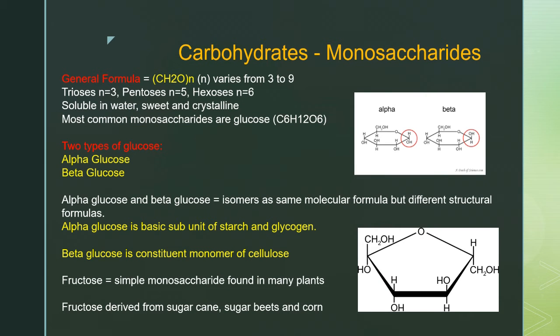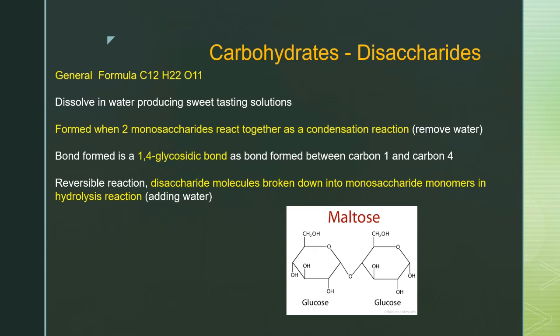If we go back as well, you'll also see the alpha and beta glucose. If you were to actually draw them, you'll be able to see where the circle is, about the key difference in it, and the picture below is a structural formula of fructose.